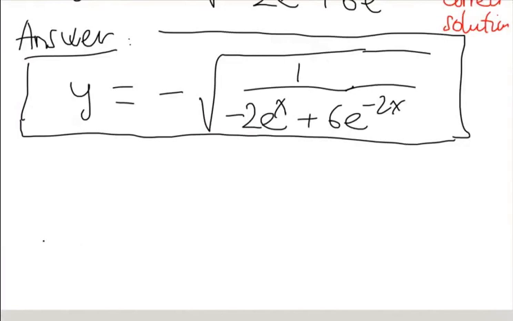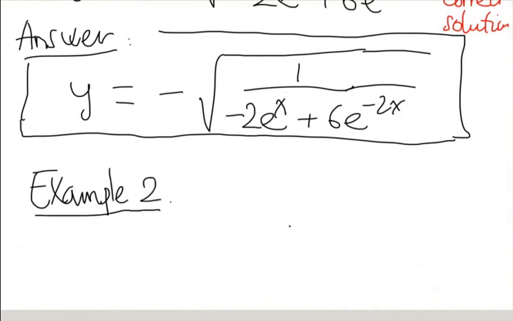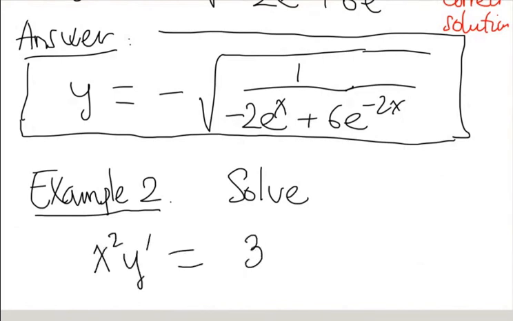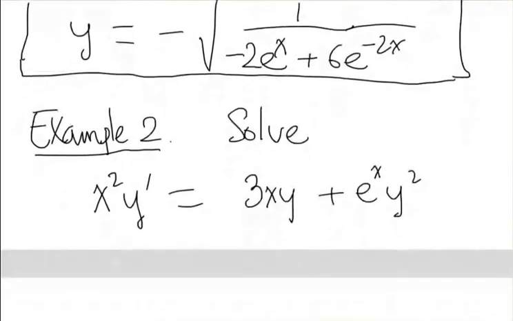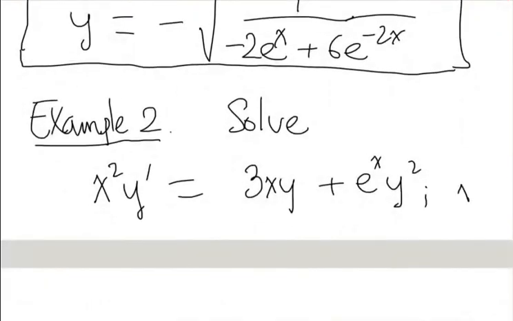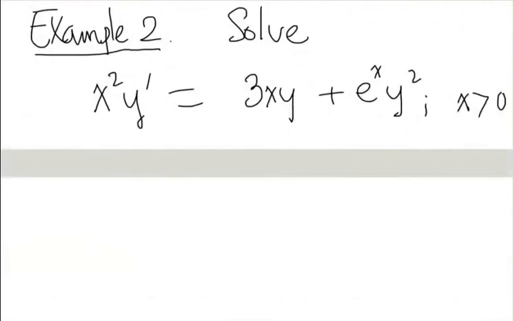One more example for this topic. Let's solve the equation x squared y prime equals 3xy plus e to the x y squared. And we have the restriction on the independent variable: x positive.